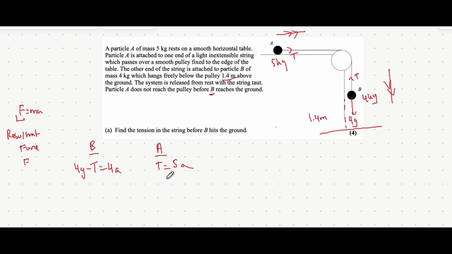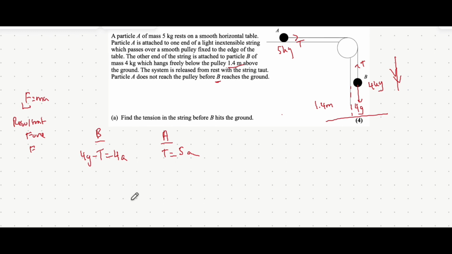Now that we have these two equations, you want to think about how you can find the value of a and T. Because there's two unknowns, you deal with them as simultaneous equations, or you can put one into the other. In this case, it's easiest to replace T here with 5a. So you have 4g minus 5a equals 4a. But then you're probably thinking, okay, but that will allow me to solve for acceleration. We want the tension. But once you have the acceleration, you can put it into any one of these two equations to then find the tension.